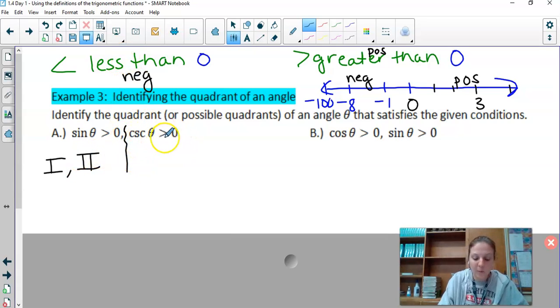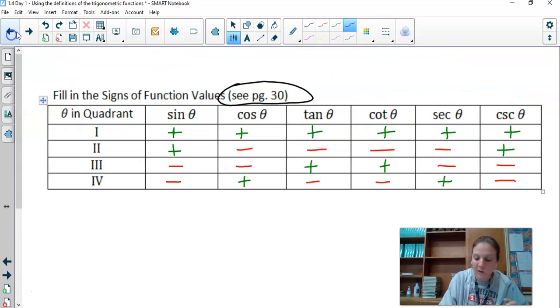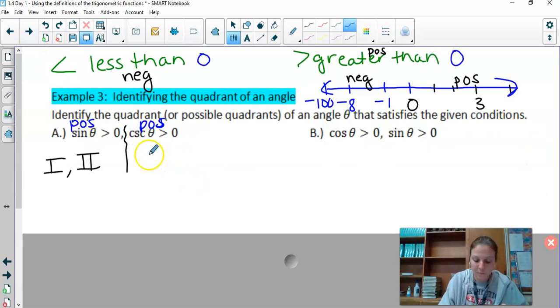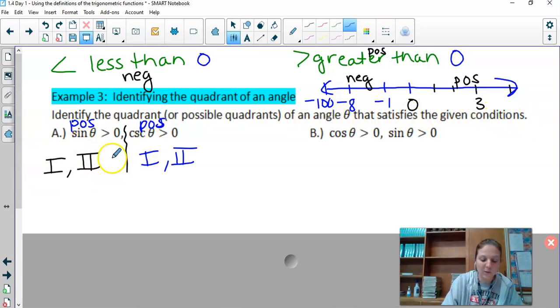Let's look at cosecant. And we want to know, where is it greater than 0? Again, we're looking for positive. I'm going to label this. Both of these we're looking for positive, positive. Okay, so let's look up cosecant, and we also want to know where that's positive. Here it is, follow it over. Again, we're looking at quadrant 1 and quadrant 2. We are looking for the quadrant or possible quadrants of an angle that satisfies the given conditions. Well, look, this one's 1 and 2, this one's 1 and 2. So where are both of these conditions met? They are met in 1 and 2. They both have it in common.